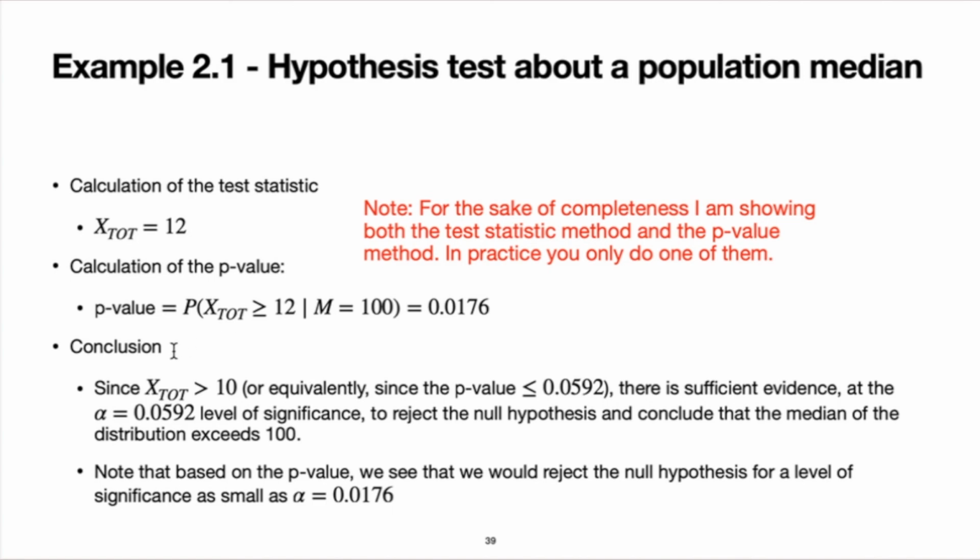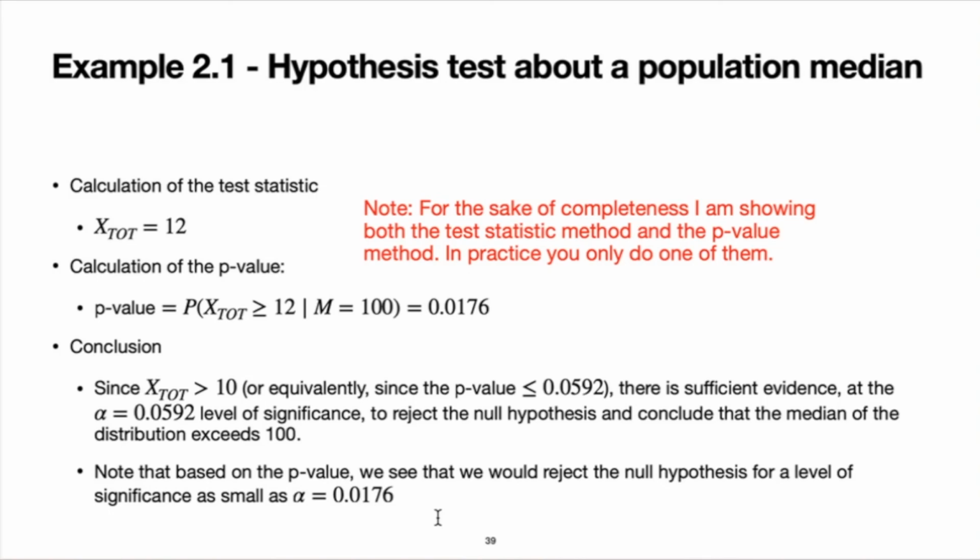Since X tote, which is 12, is in fact greater than 10, or equivalently, since the p-value is less than or equal to 0.0592, there is sufficient evidence at the alpha equal to 0.0592 level of significance to reject the null hypothesis and conclude that the alternative is true, which says that the median of the distribution is greater than 100.